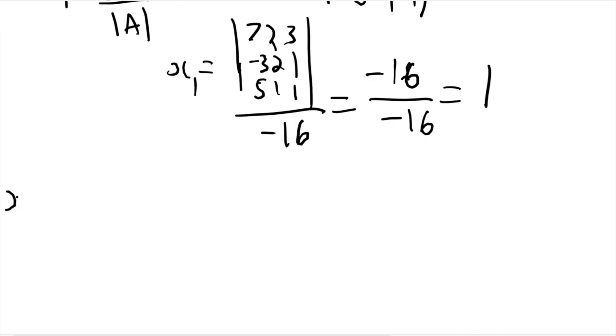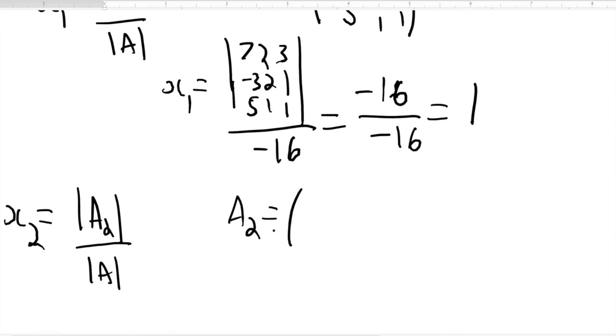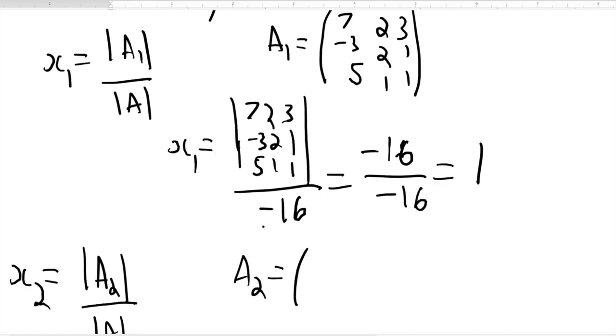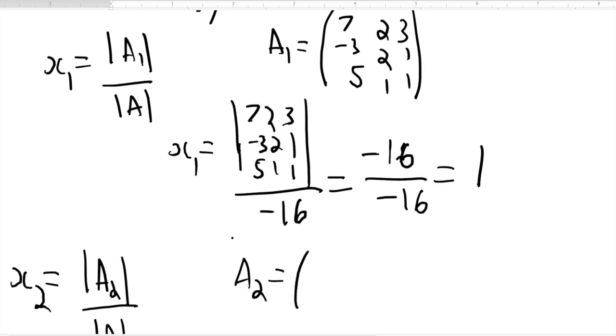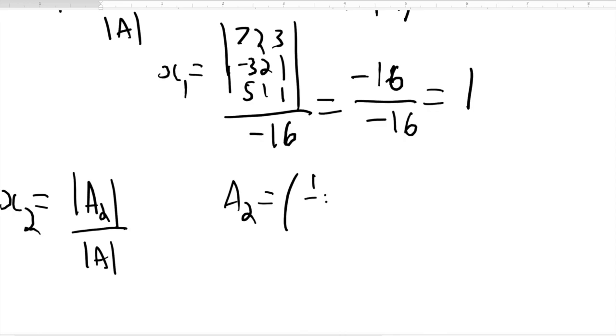If we now look at x2, x2 is going to be equal to the determinant of A2 divided by the determinant of A. If we find A2 first, this is going to be the matrix A, but the second column this time is swapped out with the vector B. So the first column of A2 will be 1, minus 1, 4. Then the second column will be 7, minus 3, 5, which is the vector B. And then the last column will be exactly the same as the original A matrix, which is 3, 1, 1.